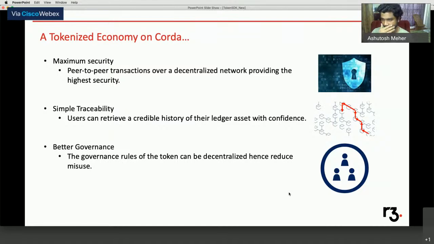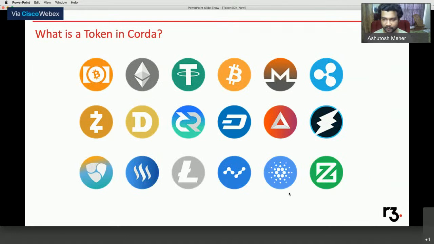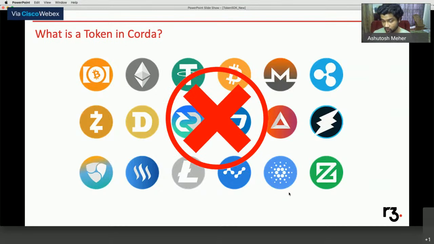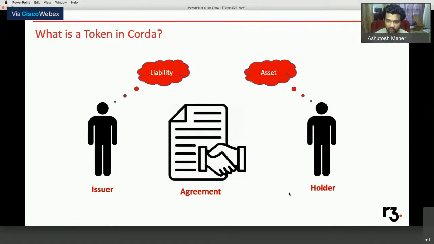Right. Okay. So what exactly is a token in Corda? When we hear the term token, the first thing that comes to us is these kind of things, because we are so used to hearing token in these terms. We immediately think of it as some sort of cryptocurrency, right? But that's not really the case. When we talk of tokens in Corda terms, we are not talking about cryptocurrencies or anything that relates to that. We are not into cryptocurrency and we don't support that. So what is a token exactly in Corda?